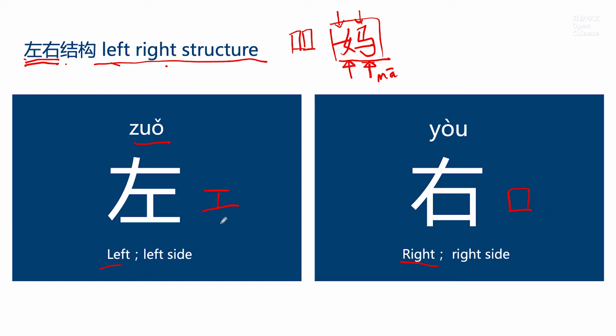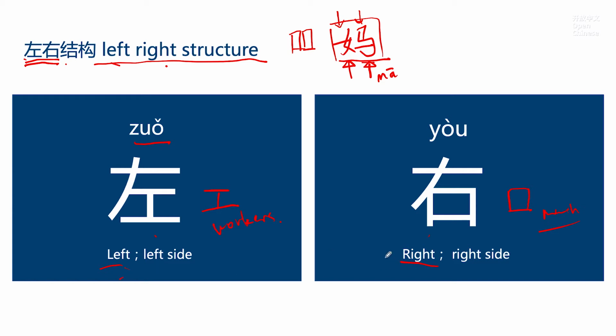工, many of you probably already know this. 工 means working or workers. 口 means the mouth, right? We have also reviewed it in lesson 1. And 左右, so left and right.